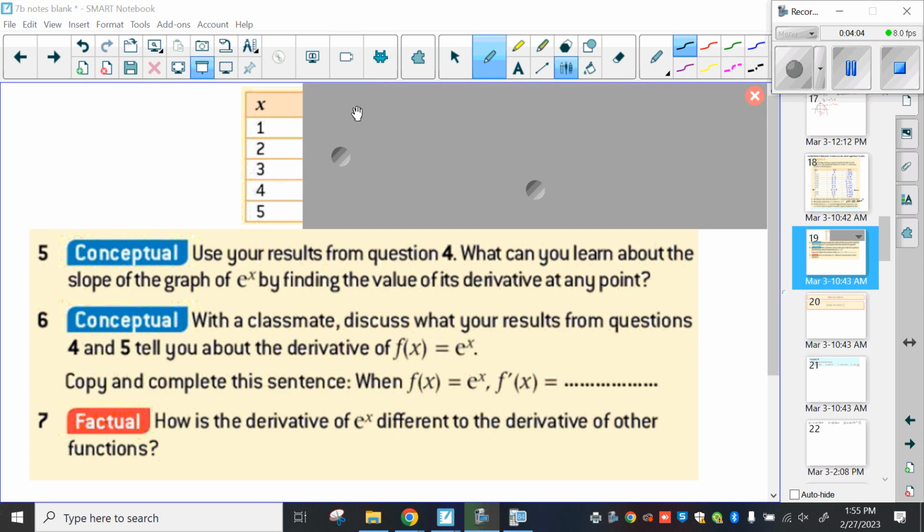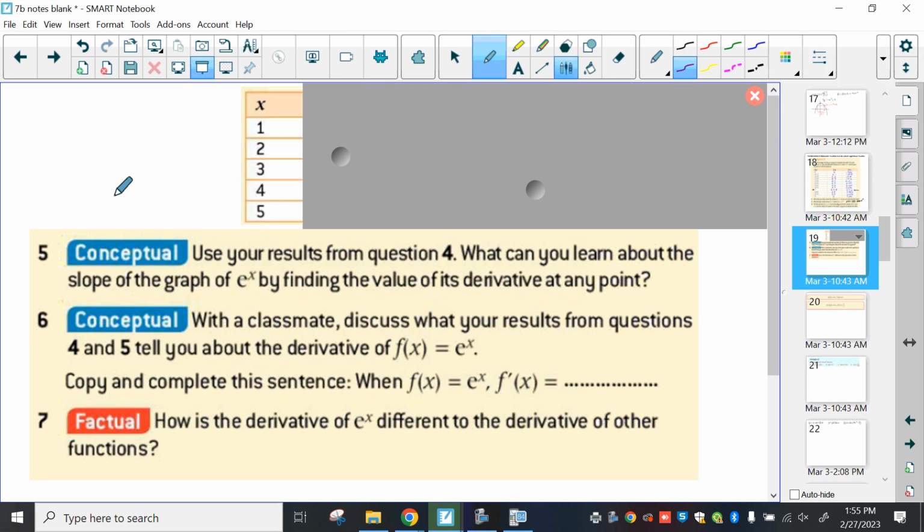You are now going to calculate, right here, the first column says f of x, and the second column is the derivative. So calculate those for each of your values in your calculator.